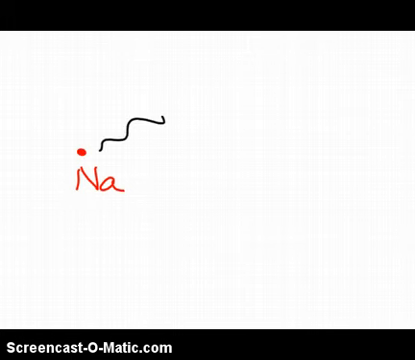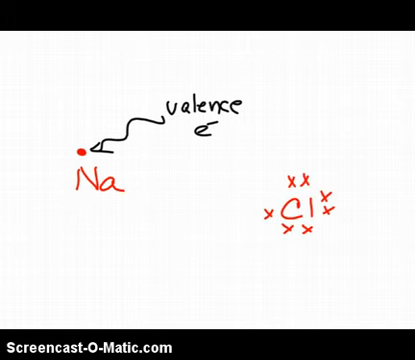Okay, here we have a sodium atom, and that sodium atom has 1 valence electron. We'll mark that as a valence electron. And then we have chlorine over here, and chlorine has 7 valence electrons. So this guy has 7 and this guy has 1. What will happen is that electron from the sodium will move and go over to the chlorine.